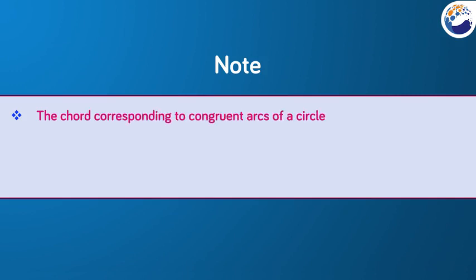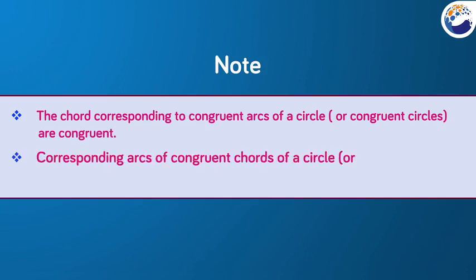Note: 1. The chords corresponding to congruent arcs of a circle or congruent circles are congruent. 2. The corresponding arcs of congruent chords of a circle or congruent circles are congruent.